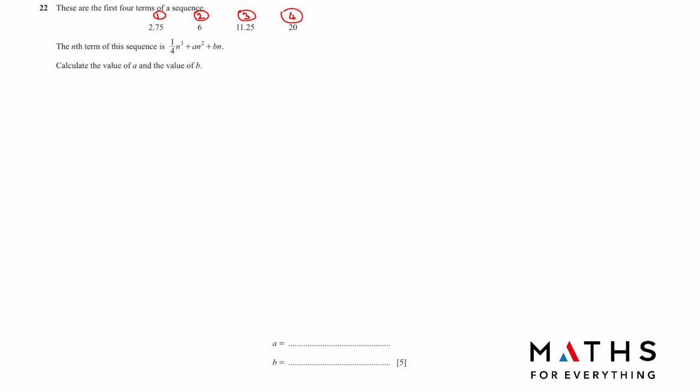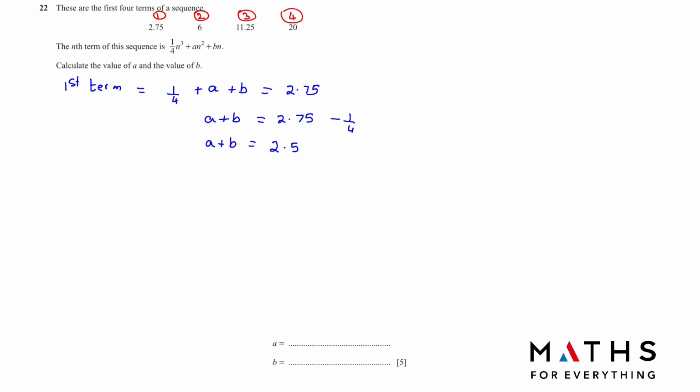Let's take the first term. So the first term means n is 1. So when n is 1, we will get 1 over 4, n to the power, 1 to the power of anything is 1. So we just write 1 over 4 plus A plus B is equal to 2.75. Did you understand why it is A and B? Because n square, so 1 square is 1, and n multiplied by B, which is 1 multiplied by B, is B. Shift the 1 over 4 to the other side, it will become negative 1 over 4. Use the calculator and see what you get.